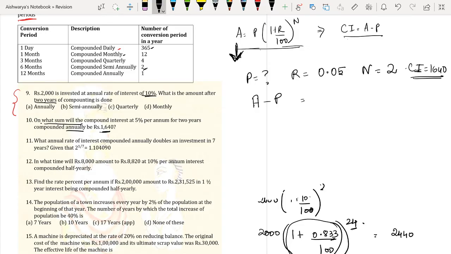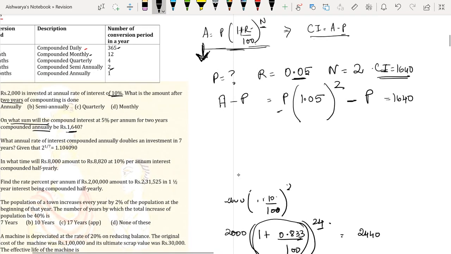The amount formula is this. In this you don't have the principal, so leave it as it is. 1 plus R by 100, R by 100 is 0.05, so 1 plus that is 1.05. Straight away you write that from now on. Whole power 2, whole square, minus principal, so minus P, is equal to 1640. Take P common in this, and what you get is P times 1.05 the whole square minus 1 is equal to 1640.